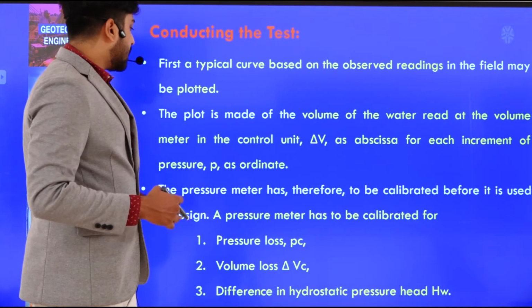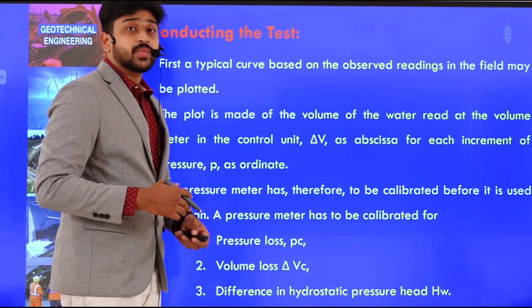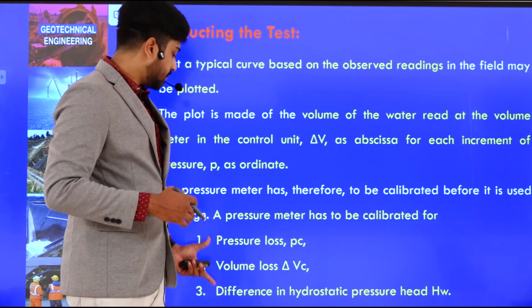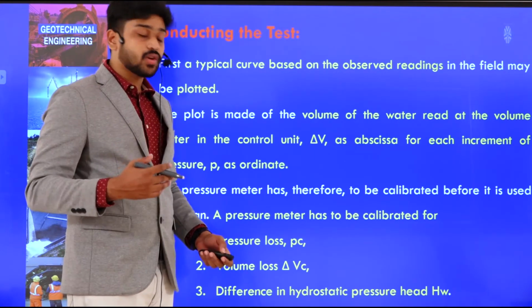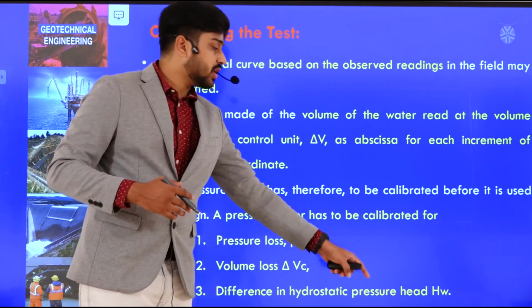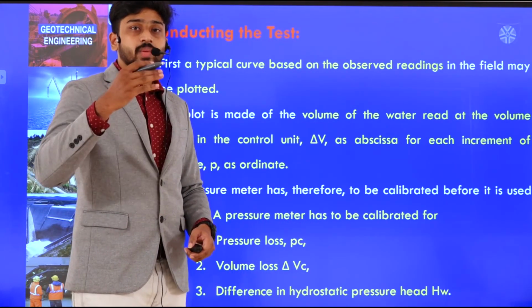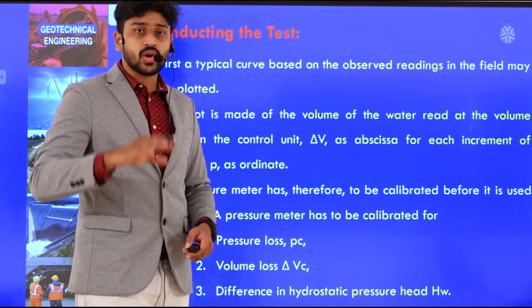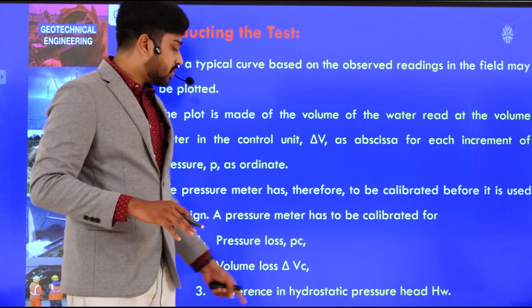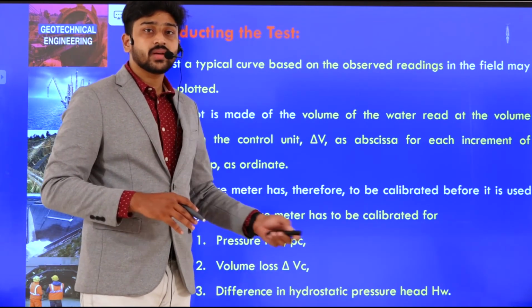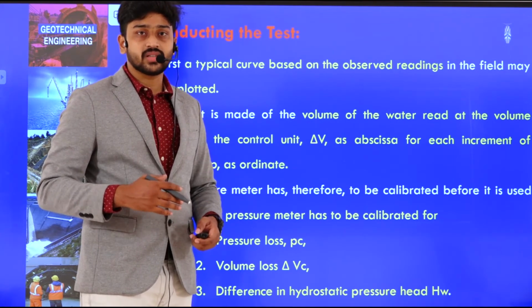Apart from that, the pressure meter has to be calibrated based on these three particular things. One is the pressure loss, the other one is the volume loss, as well as the difference in hydraulic pressure head. Since there will be differential heads because of the change in water level as the soil is compressed, we need to take the differential pressure head corrections also. Clear? These three have to be calibrated to the required scales.